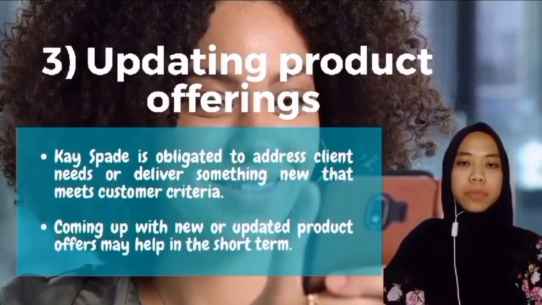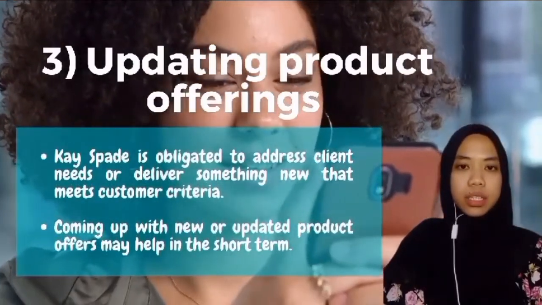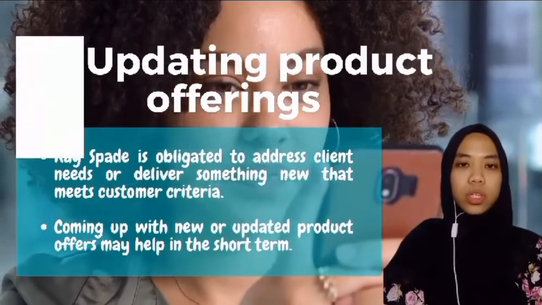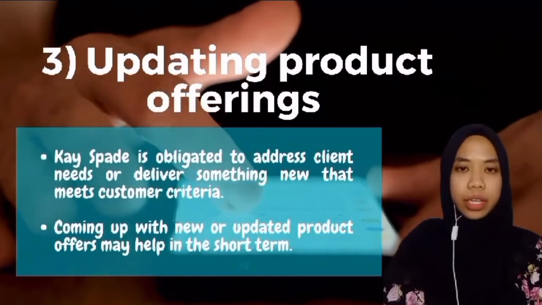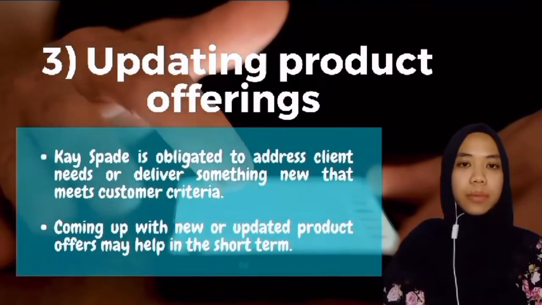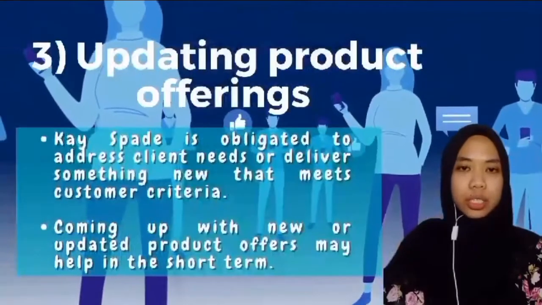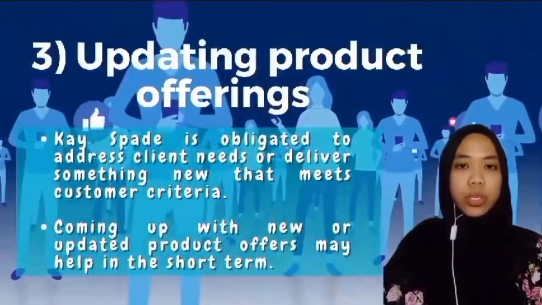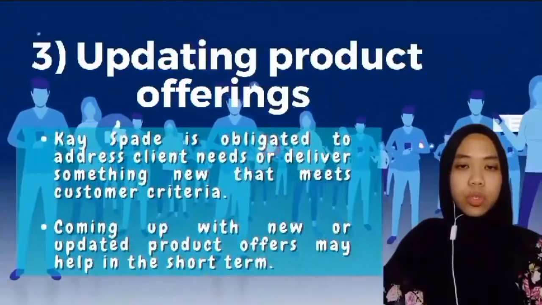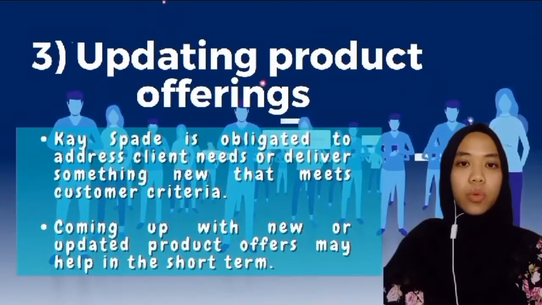Lastly, updating product offering. When it satisfies the company standard, K-Spade is obligated to address client needs or deliver something new that meets customer criteria. Coming up with a new or updated product offer may help in the short term. But if K-Spade is unable to continue inventing and producing new things that consumers will need in the future, it will fail to have a long-term impact.